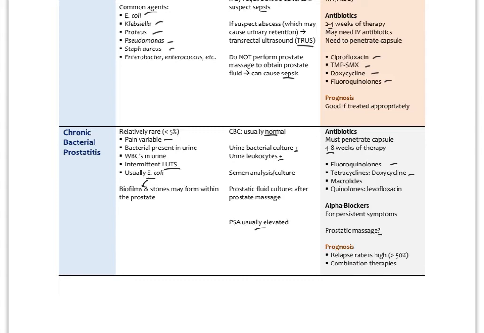The relapse rate is very high with chronic prostatitis, and usually we're going to need a lot of combination therapies. And I'll talk about some of the potential herbal options here in just a moment.